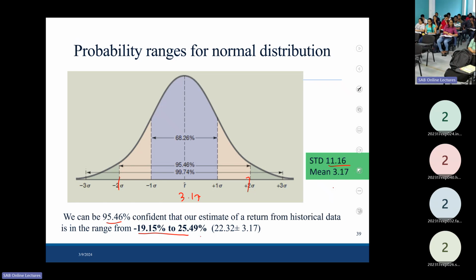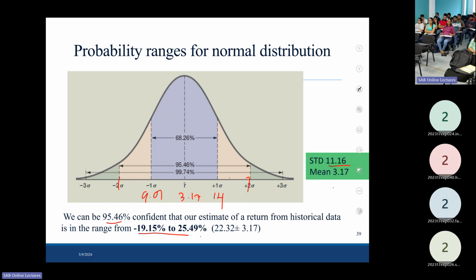According to this mean and this standard deviation, your distribution is between 3.17 plus 11.16, which is about 14.33 for one standard deviation on the positive side, and 3.17 minus 11.16 on the negative side, which is about minus 8. So the range is 3.17 plus or minus 11.16.